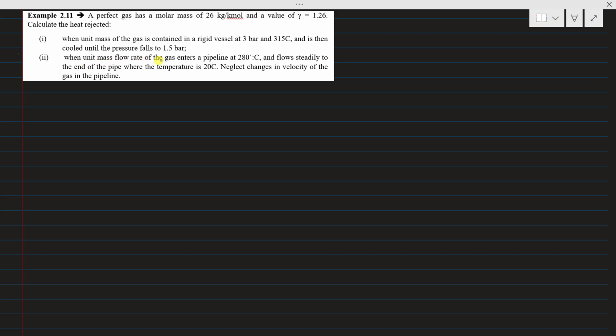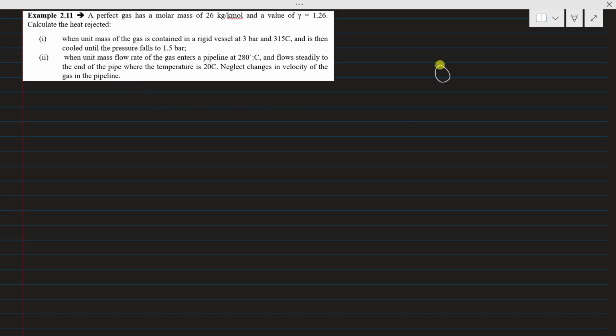Second, a unit mass flow rate of the gas enters a pipeline at 280 centigrade and flows steadily to the end of the pipe where the temperature is 20 centigrade. Neglect the change in velocity of the gas in the pipeline. So in the pipeline there is a perfect gas flowing. We need to find the heat that is rejected from this pipe.